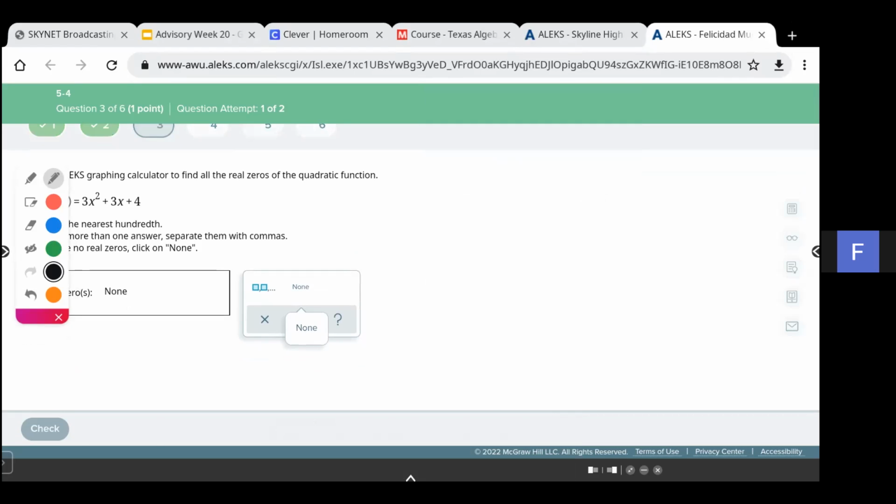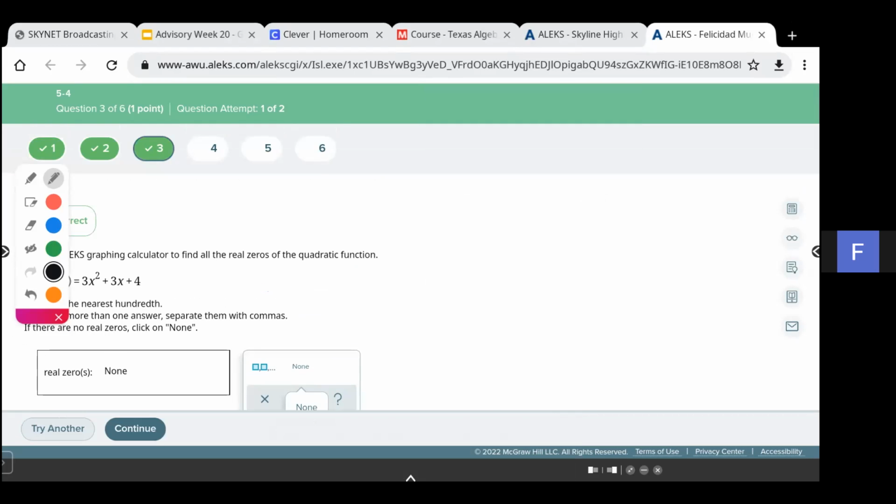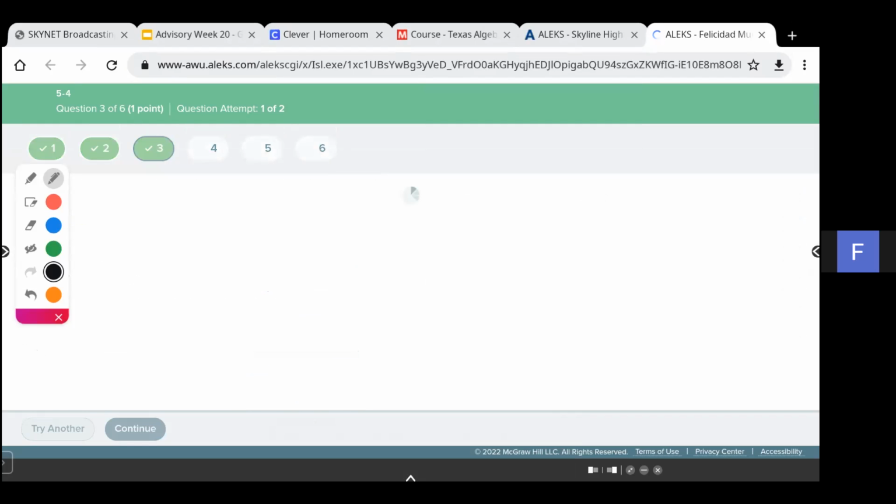It says I got it wrong. I didn't graph it correctly. Oh. So that is an example of when you do have none. I'm going to hit try another, just so I can actually show you using the Aleks calculator.